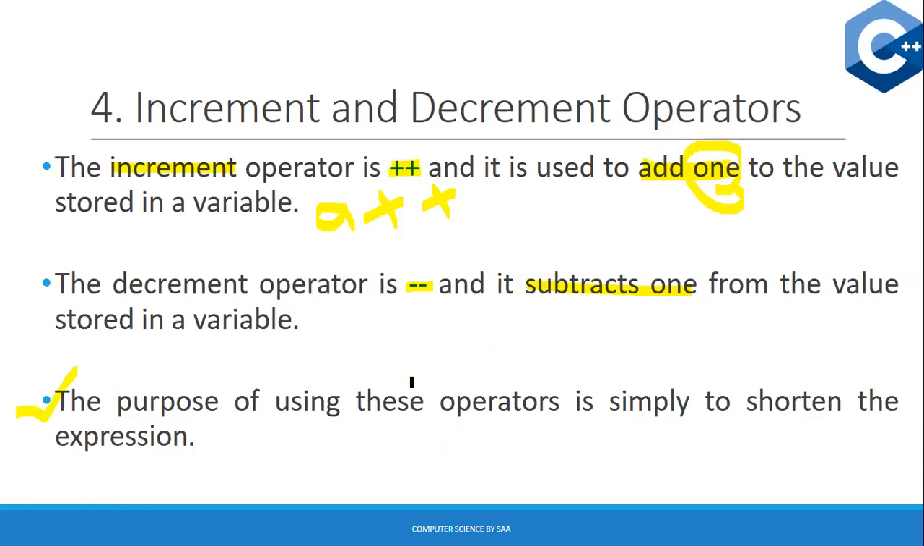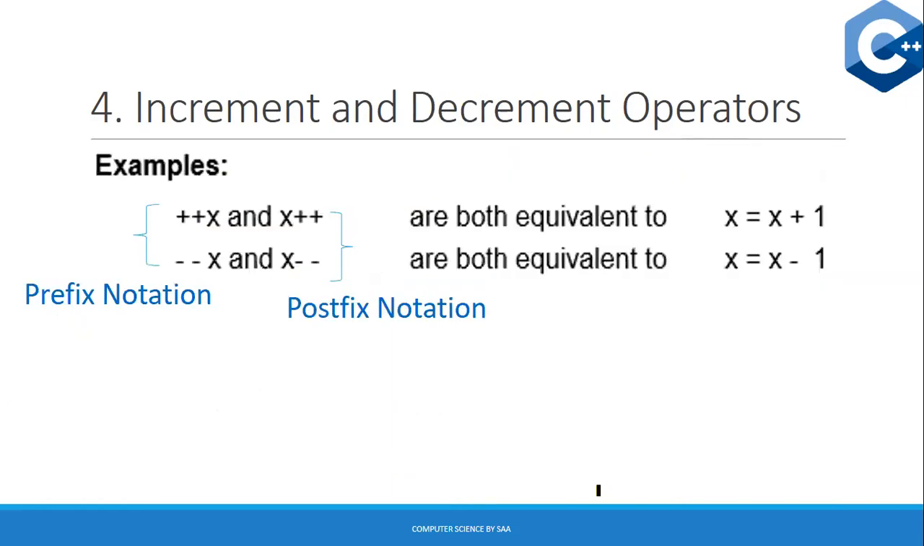For example, if we have to subtract one, instead of writing the complete expression like a equals a minus 1, we do not recommend writing the complete expression like this. Instead, we simply use a minus minus, which means we are subtracting 1 from the value that is stored in the variable a.